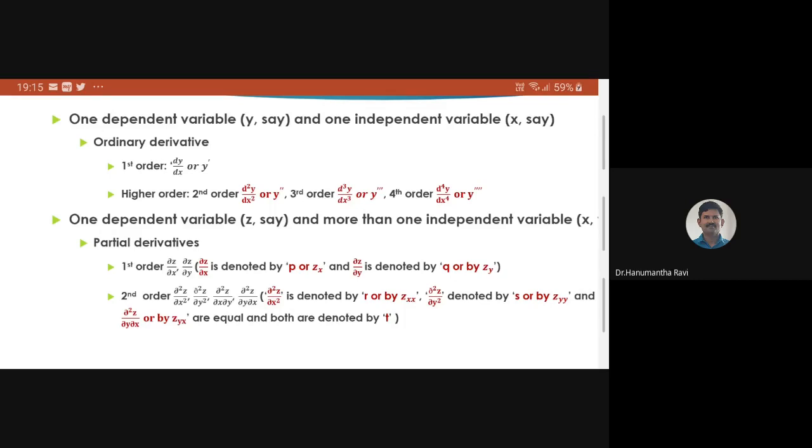And when we are dealing with one dependent variable and more than one independent variable, say two independent variables, let them be represented by x and y. In such a case, we are having two first order partial derivatives which are denoted by small p and small q, and three second order partial derivatives which are denoted by r, s and t. This is the convention for our examination.